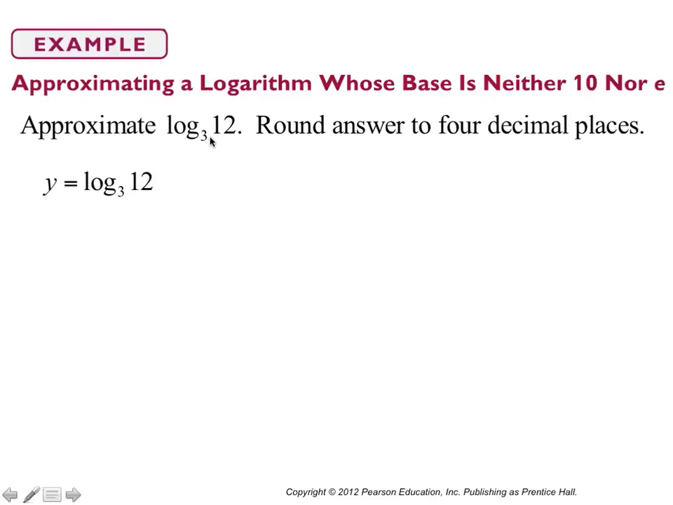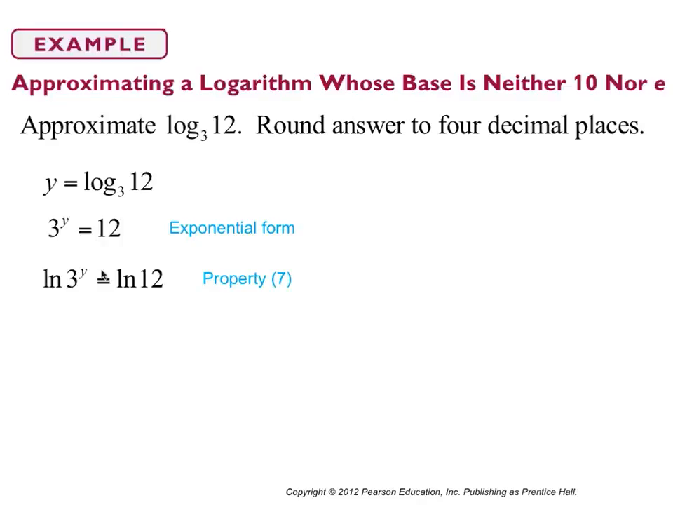So for this one, what we would do is we'd set y equal to log base 3 of 12, and then we'd rewrite it in exponential form. So we'd have 3 to the y equals 12. And then what we can do is we can actually take a natural log of both sides. Okay, so if we take natural log of 3 to the y equals natural log of 12, this is from property 7. Remember, if you have anything, you can take natural log or log of both sides.